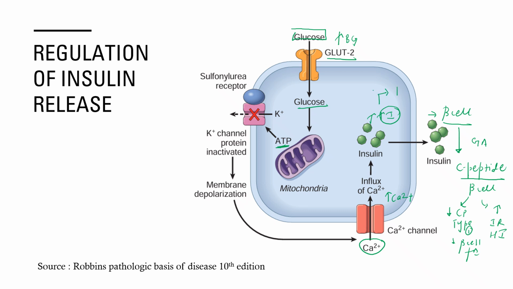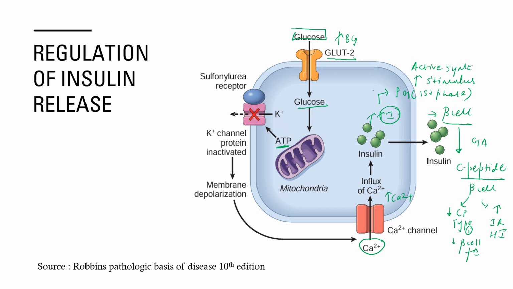Initially, insulin is stored in preformed granules, and this is called the first phase of the insulin release. As there is a continuous stimulus of the Ca2+ and the insulin, there is active synthesis.